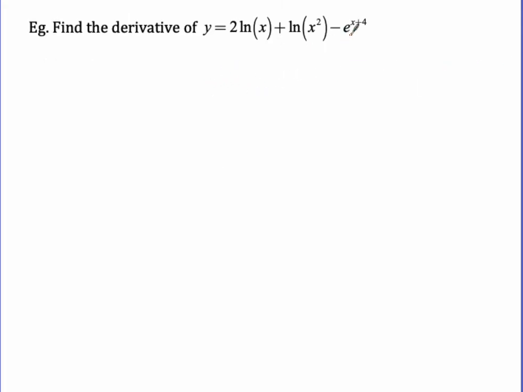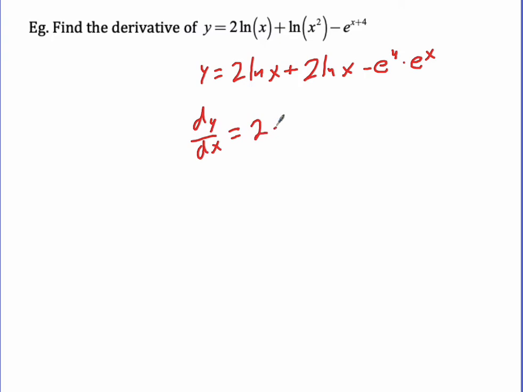Okay, so we can find this derivative. Now you can use your log rules to help you out as well, and your exponent rules. Just rewrite the function as 2 ln x plus, we can bring the exponent down, 2 ln x, and we can write this as e to the 4 times e to the x, or we don't really need that one. So then we get the derivative, dy/dx equals 2 times 1 over x plus also 2 times 1 over x, so I guess we could have combined those before.